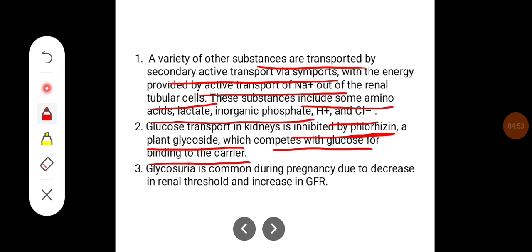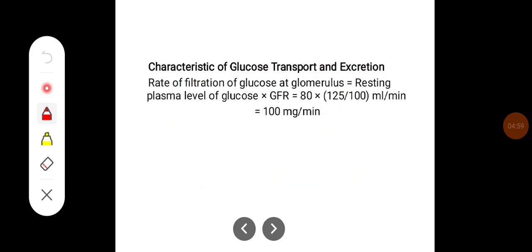Glycosuria is common during pregnancy due to the decrease in renal threshold and increase in GFR. The characteristic of glucose transport and excretion: the rate of filtration of glucose at glomerulus is equal to resting plasma glucose level into the GFR, that is 80 into 125, that equals to 100 milligrams per minute.